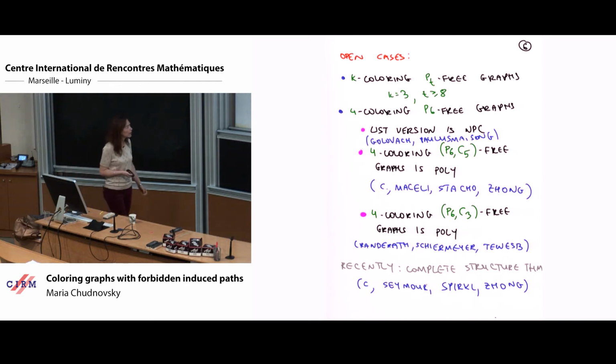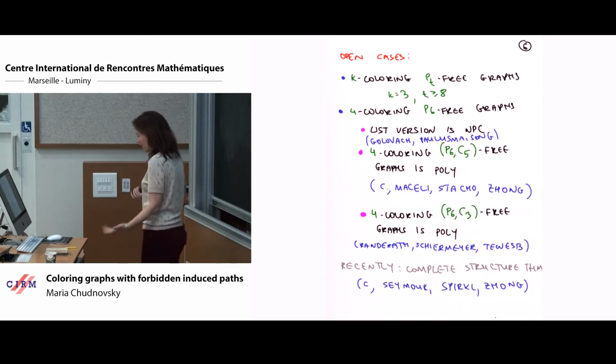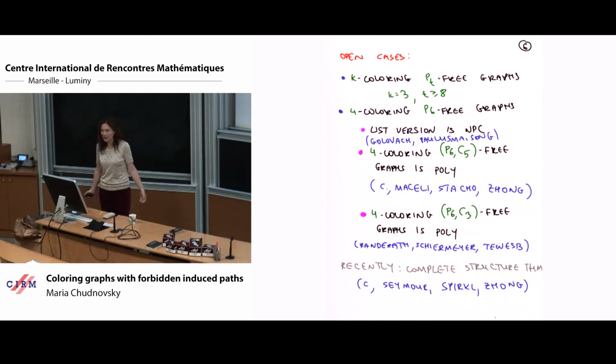Just a couple of months ago, with Paul Seymour, our student Sophie Spirkl, and my student Mingxian Zhong, we were able to actually construct explicitly all triangle-free P6 graphs. So now it's really easy to color them. It's not a very complicated construction. It's not our structure theorem for claw-free graphs, but it will take some time to say it, and I'm not going to do it, but I'm just going to tell you that it exists.